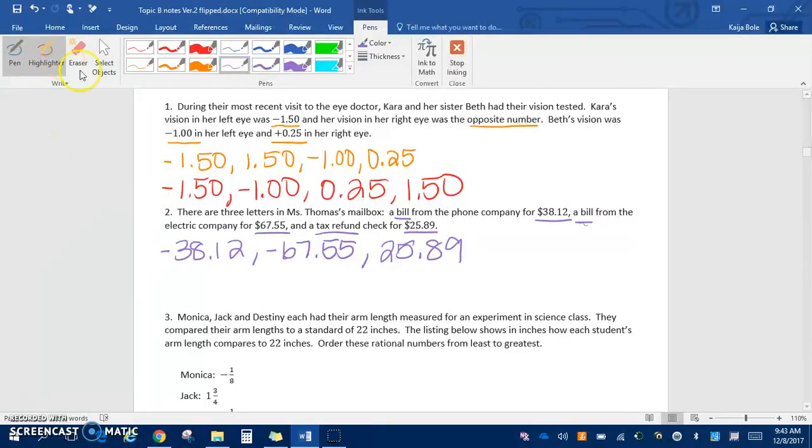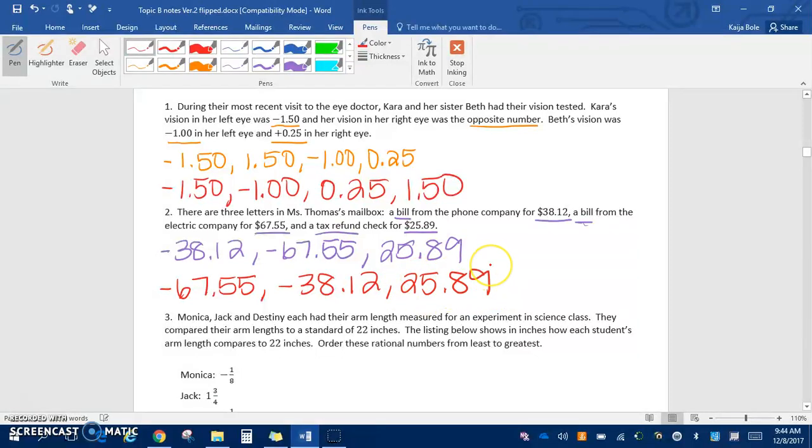Alright, so now we're going to order them from least to greatest. So our smallest number is the biggest negative. So it would be negative 67.55. And then we'd use our other negative, negative 38.12. And then our biggest number, of course, is the only positive, which is 25.89.